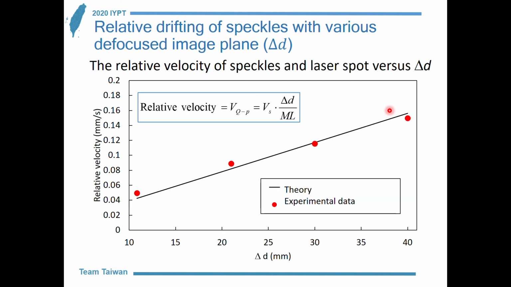And finally, a larger relative velocity between laser spots and speckles makes the drifting more easily observed by the bare eye or an image detector. Instead of increasing delta D, a smaller magnification M or object distance L, or ML, which is the image distance, can also help to increase the relative drifting velocity.